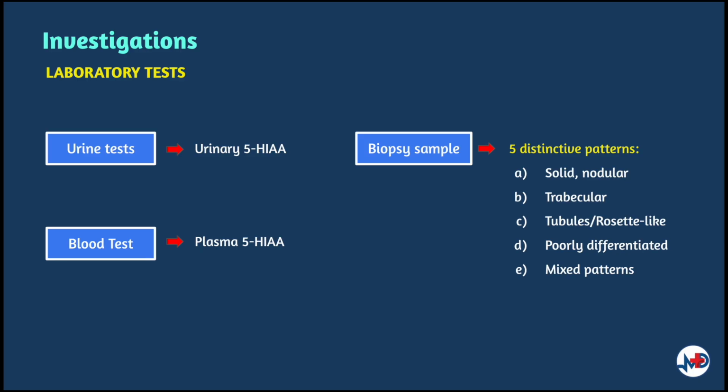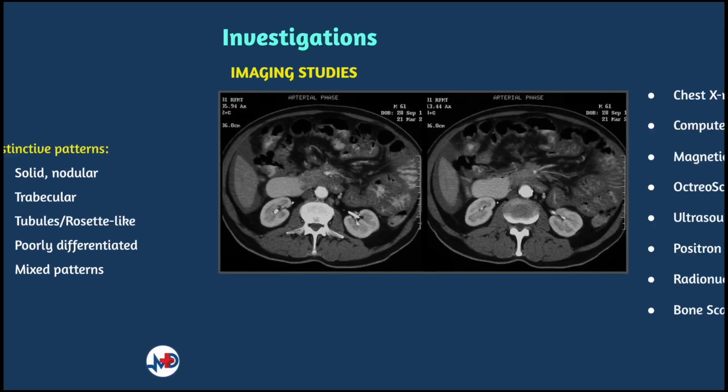Thirdly, tubules and glands like rosette-like patterns. Fourth, poorly differentiated or atypical patterns, and fifth, mixed patterns. A combination of these patterns is also often observed.